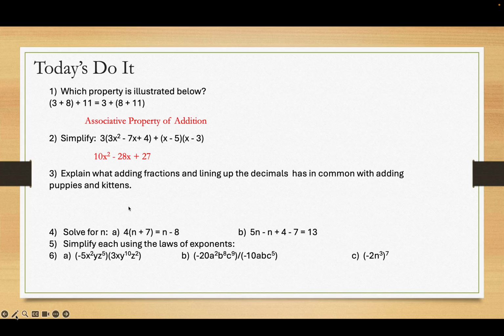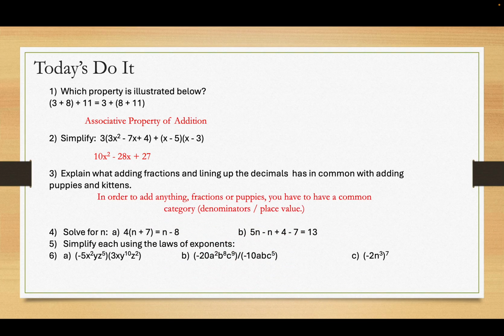Number 3, explain what adding fractions and lining up decimals has in common with adding puppies and kittens. This question is fading off pretty soon. In order to add anything, fractions or puppies or anything on the face of the earth, you have to have a common category, denominators or place value. So when you line up the decimals, you're getting the same place value. When you get common denominators, you're getting the same type of thing, be it ninths or quarters or fifths or 21sts, whatever.